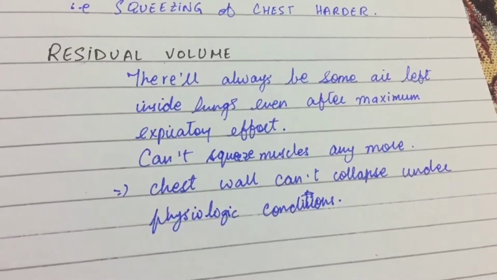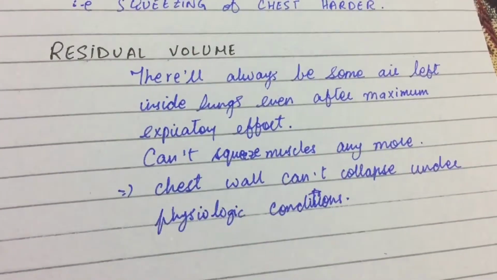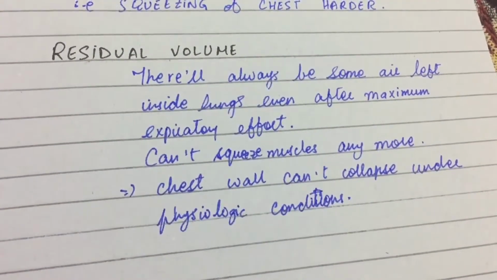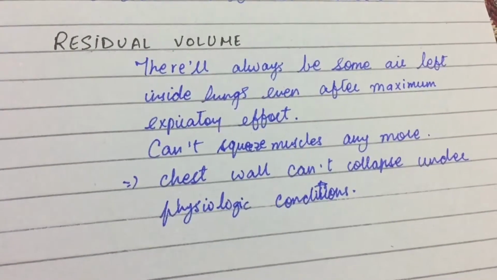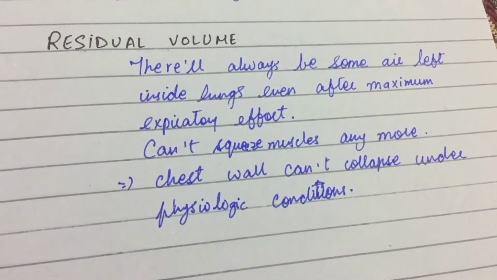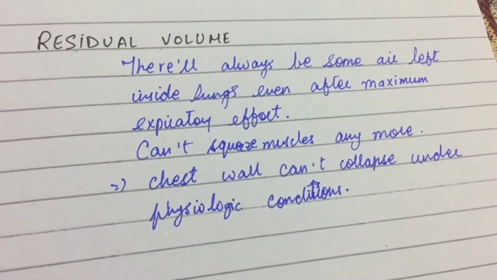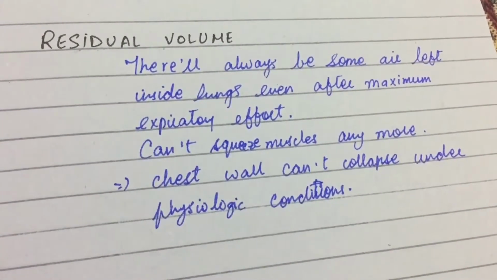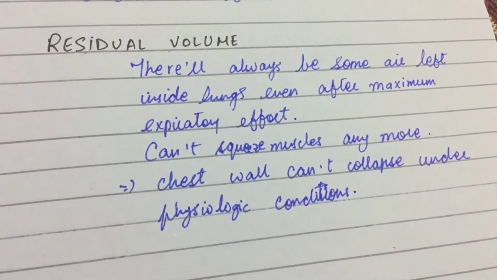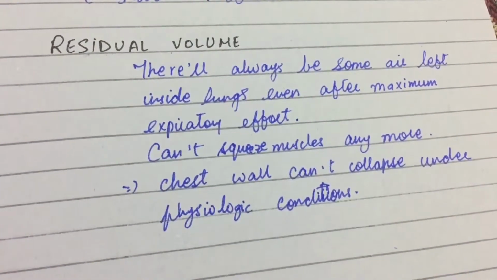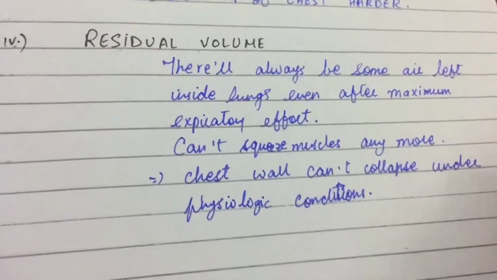So thank God we have residual volume. It's the air that will always be left inside our lungs, no matter how hard we try, no matter how hard we squeeze our muscles. It cannot be taken out under any physiological condition. Alright, so the amount of air that's always inside the lungs and can never be taken out is called residual volume, and it's evident from the name.